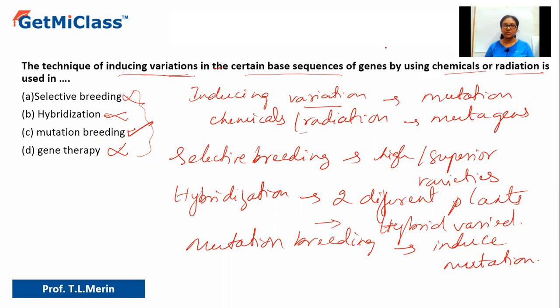So the correct option is what? The correct option is option C, that is mutation breeding. I hope you understood the explanation.